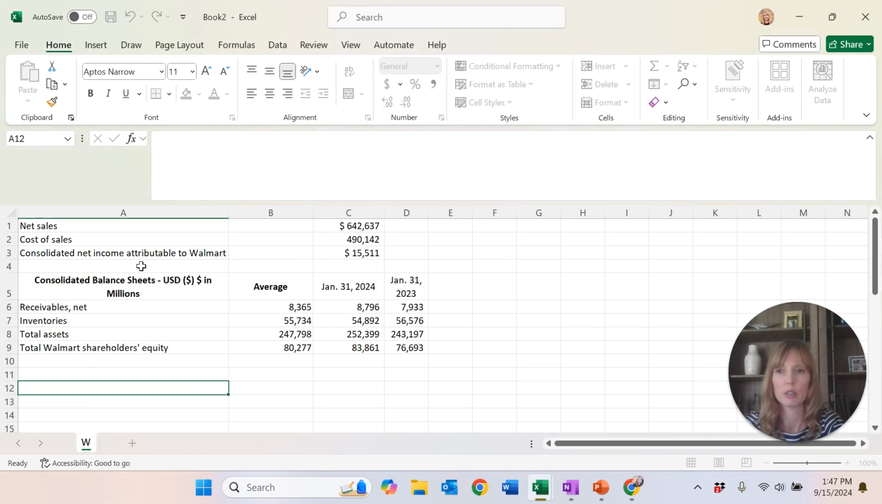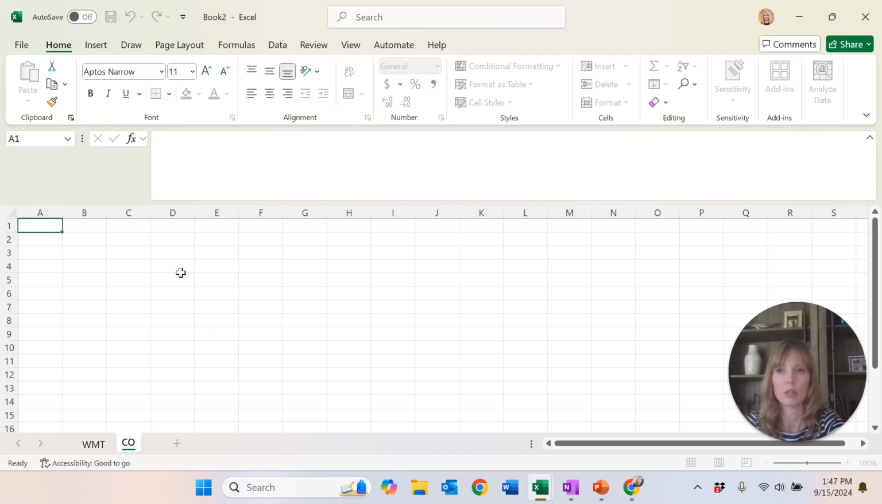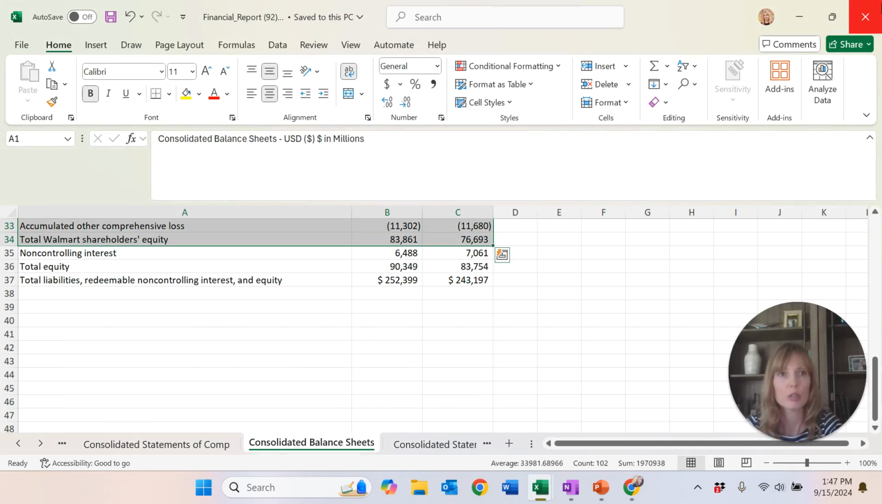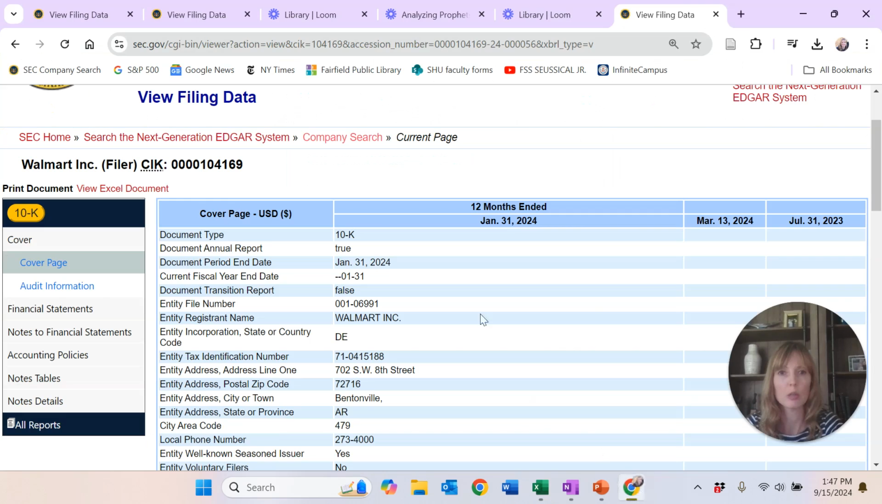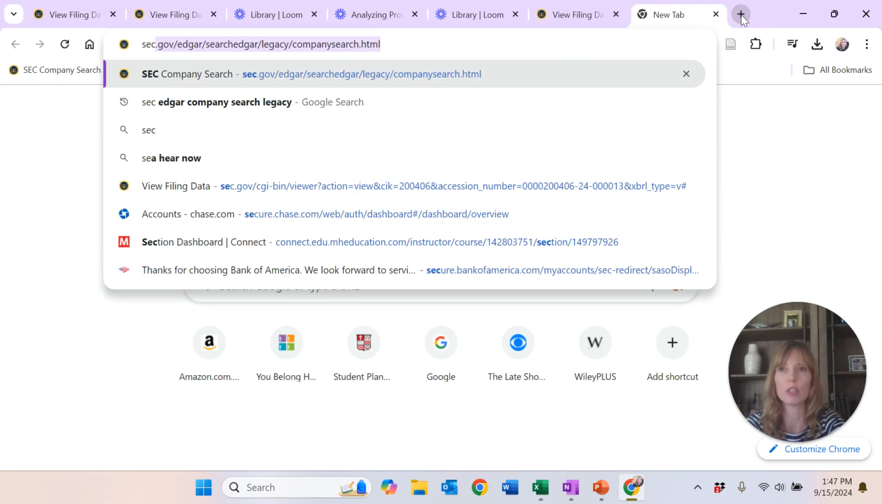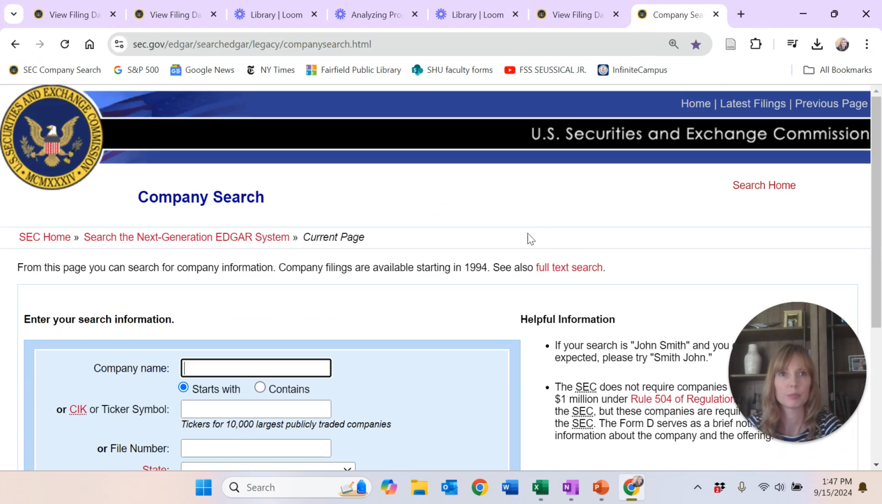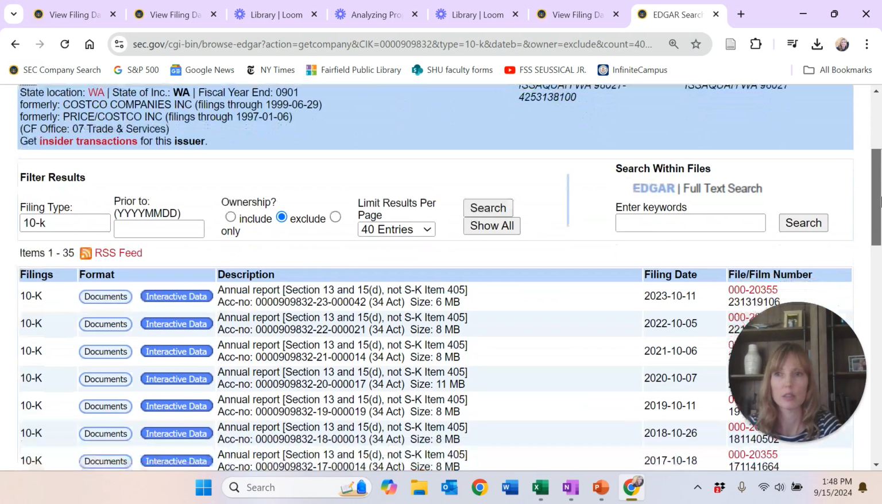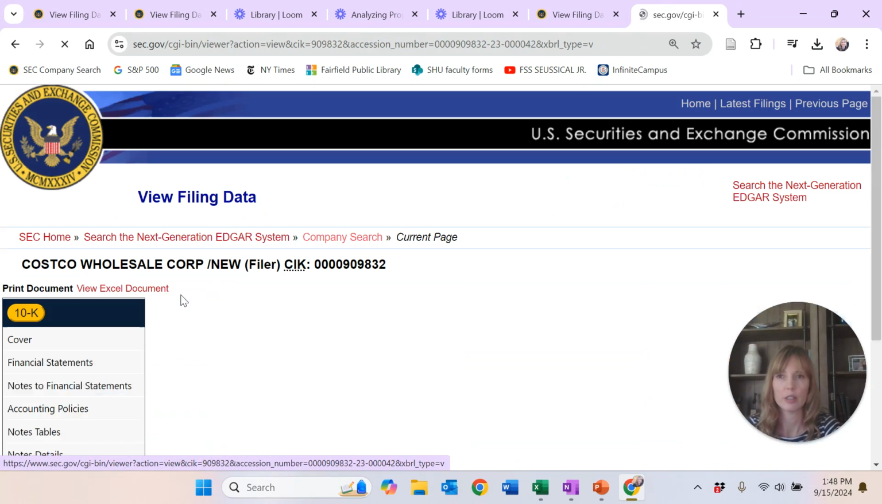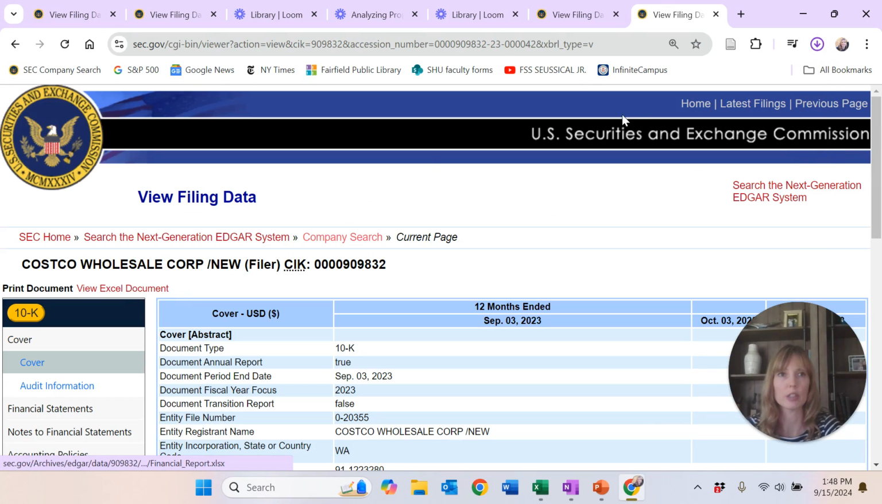Rename this tab Walmart. And I'm going to do the exact same thing for Costco, the competitor with whom we're going to compare Walmart's financial statements. So I no longer need Walmart's financial statements open, but I do need to pull down Costco's financial statements. Costco's ticker symbol is COST, filing type 10-K, interactive data, and then I'm going to click on the link for view Excel document.